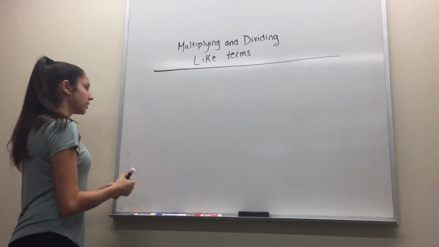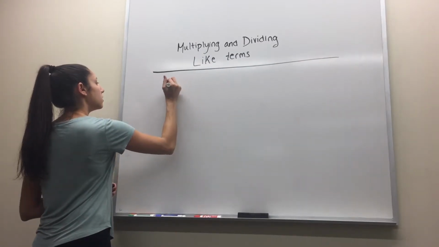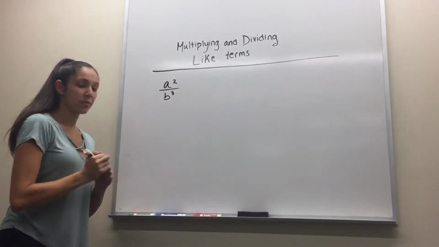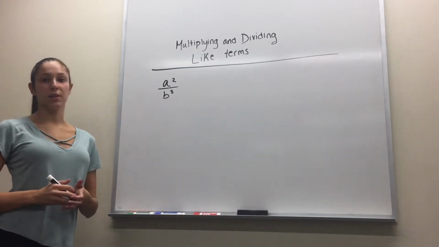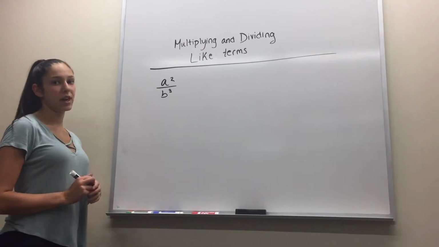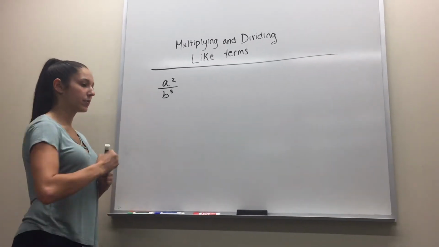So that is multiplication. Now let's look at division. The same thing applies where we cannot divide with different variables. Here we have an a and here we have a b. We cannot divide the a and the b cubed, so that would remain there.